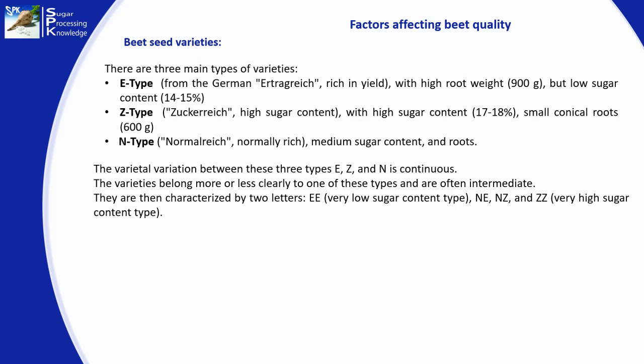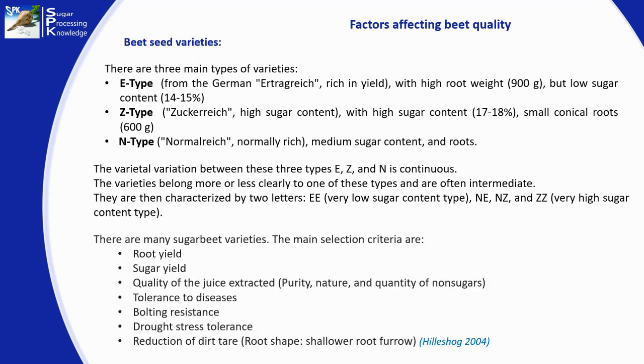The main selection criteria are root yield, sugar yield, the quality of the extracted juice, i.e. its purity, the nature and quantity of the non-sugars that make it up, tolerance to certain diseases and parasites, resistance to bolting, tolerance to drought stress, and finally, the reduction of dirt tare according to the shape of the root. Such roots tend to have shallower root furrows and a smoother skin, characteristics that give a lower dirt tare and make washing easier. Genetic progress is thus an essential lever for increasing the competitiveness of the beet industry.